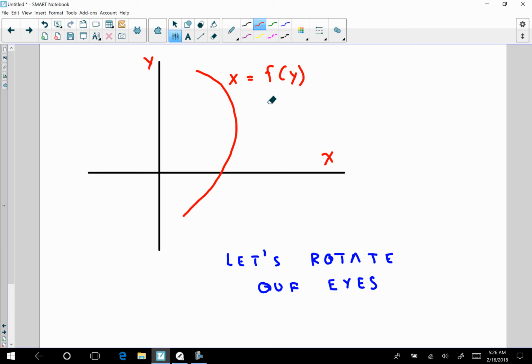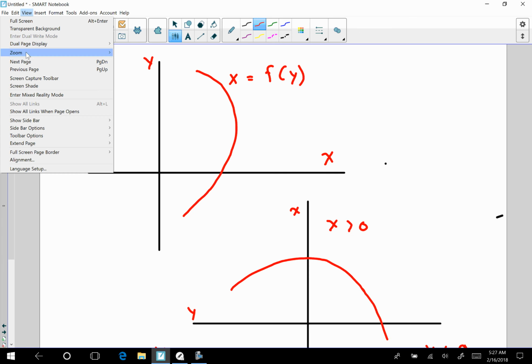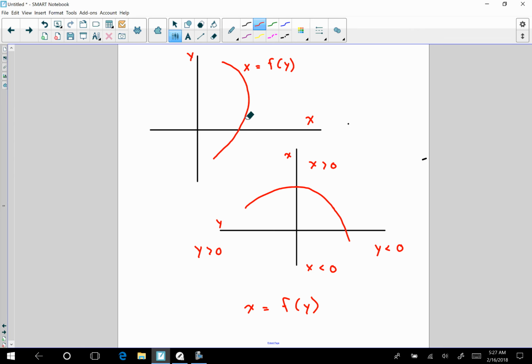And really, to see how this is going to work, or to see how the limits of this formula work, we have to rotate our eyes. And I have a picture here, and we're going to zoom out just a little bit on that picture so we get both of them.